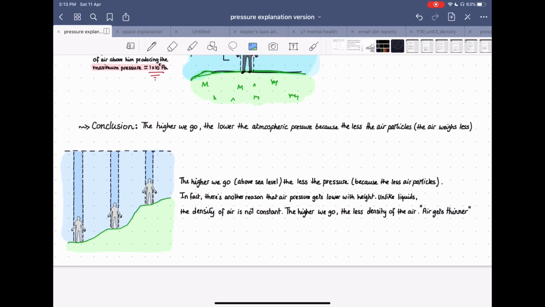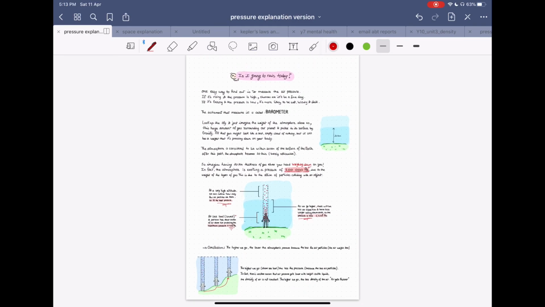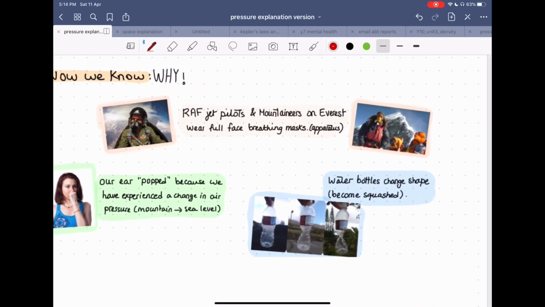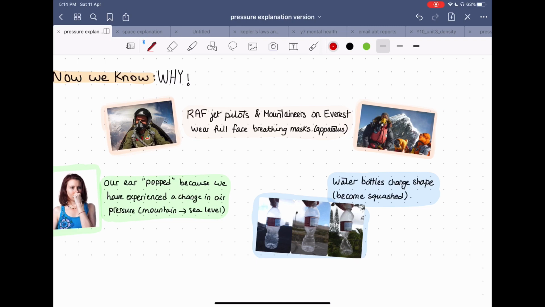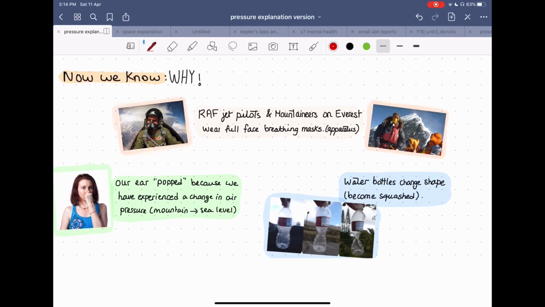And this is exactly why when we go on top of the mountain, we know that the pressure becomes less. That's because as you go up in altitude, going from sea level and higher, we will have fewer particles above us, and the fewer the particles, the less the weight of the particles accumulated all together, and so the less the pressure. Okay, now this is why the jet pilots and the mountaineers on Everest wear full breathing masks, because they cannot breathe at a very high altitude due to less density of the gas.